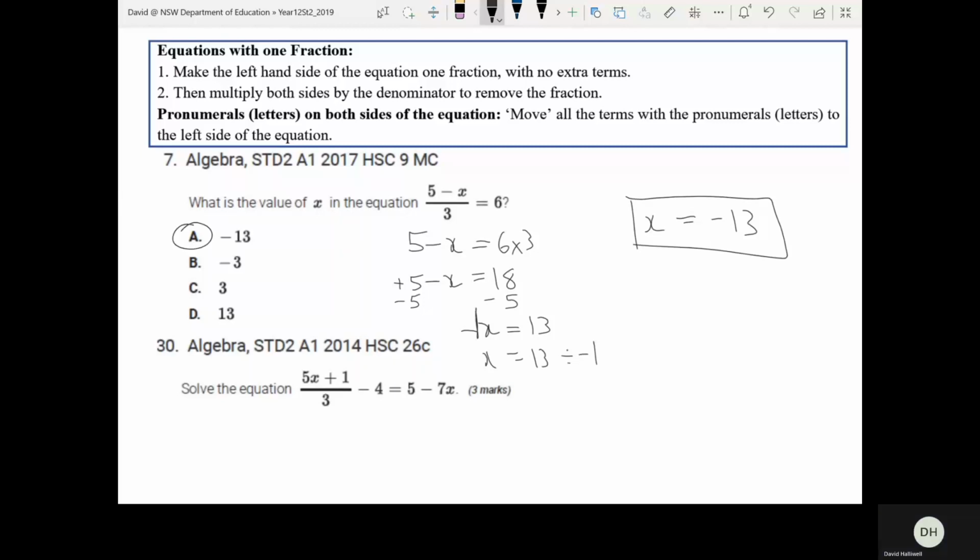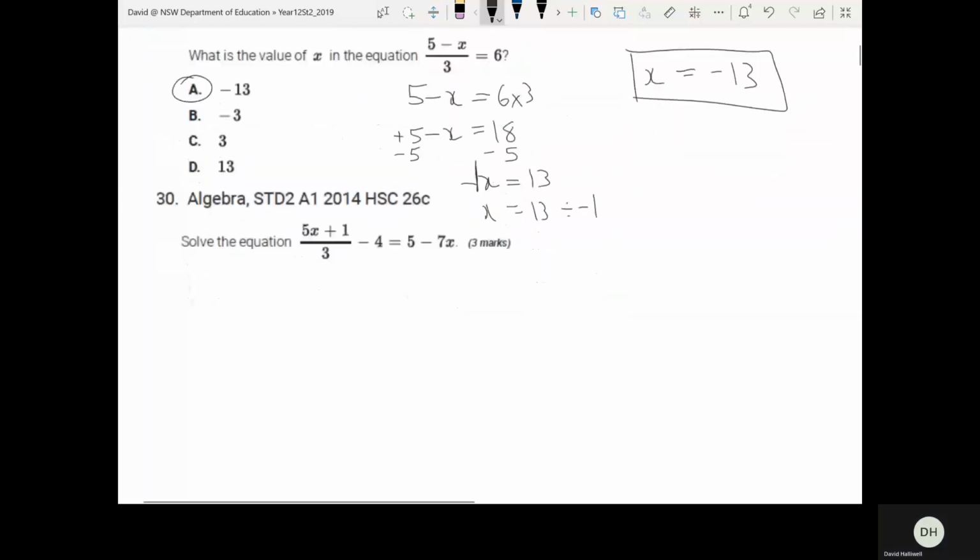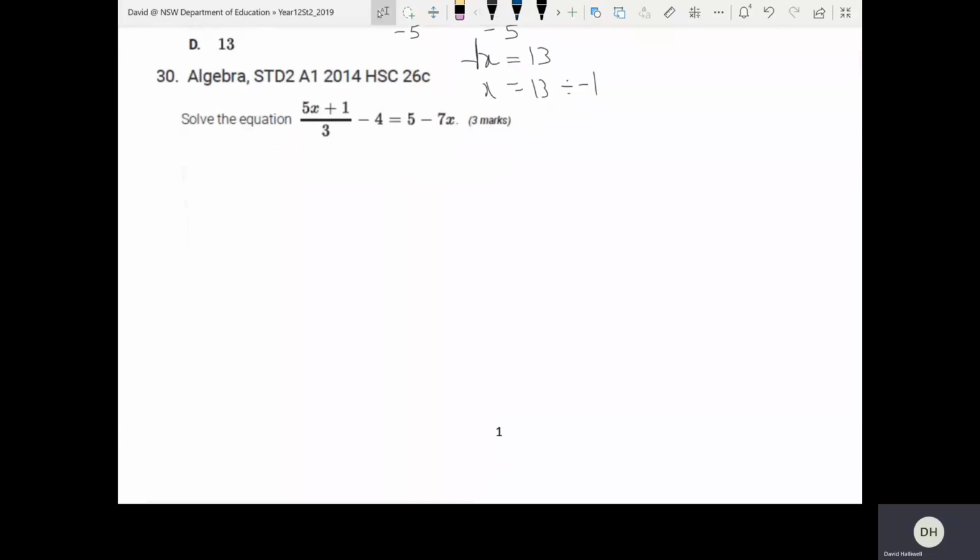Next, so here I've got an equation. First thing I see is I see one fraction. I like to get that one fraction by itself on the left side. So I don't like that -4. I'm going to +4 to both sides. Okay, and if I +4, it'll add to that 5. So it'll be 9 minus 7x. And then we've got 5x plus 1 over 3.